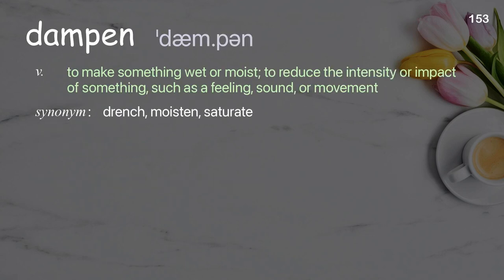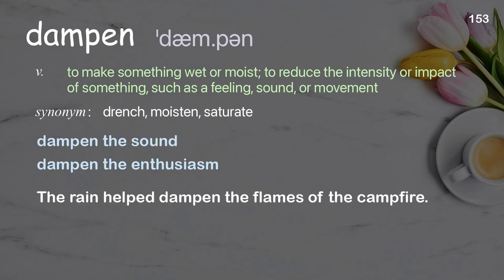Dampen. To make something wet or moist, to reduce the intensity or impact of something, such as a feeling, sound, or movement. Examples: dampen the sound, dampen the enthusiasm. The rain helped dampen the flames of the campfire.